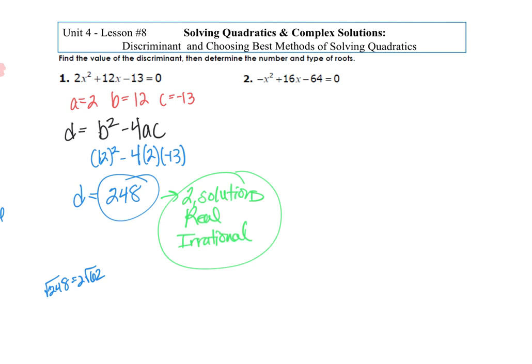On equation number 2, the quadratic is negative x squared plus 16x minus 64. Our A value, we have a negative in front of x squared, so that means A is negative 1, B is positive 16, and C is negative 64. So again, using the discriminant formula, discriminant is equal to B squared minus 4AC. So plugging that all in, B is 16, so we're going to use parentheses around it and square it. Minus 4 times A is -1, C is -64.